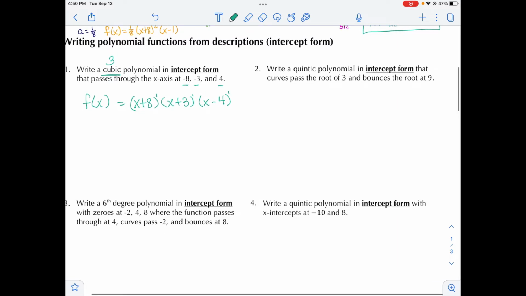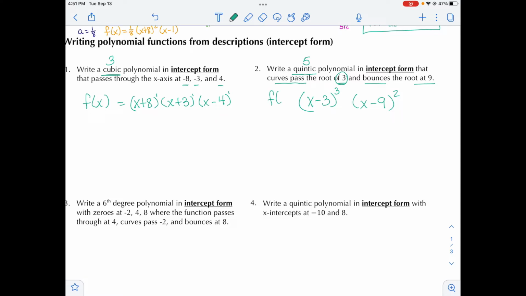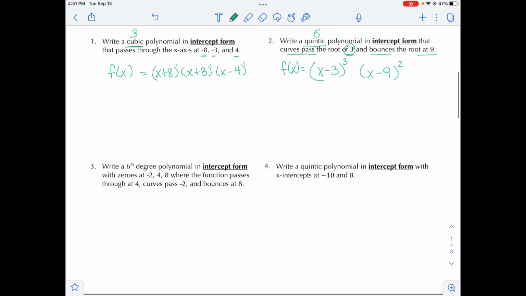So let's look at number 2. It says write a quintic, and that means 5, so we got to know that, that curves past the root of 3 and bounces at the root of 9. Well, first we're talking about the 3, so we know we're doing x minus 3, and it's curving, so that gives me a cube. And then at 9 would be x minus 9, and that's bouncing, so that would be squared. And I'm trying to get to a power of quintic, so 5, so 3 plus 2 is 5, so that would be my answer. All right, I want you to try the other two, and then come back and see how you did.